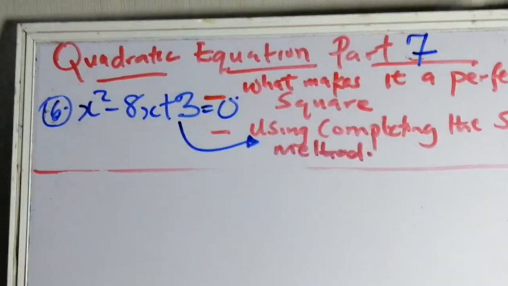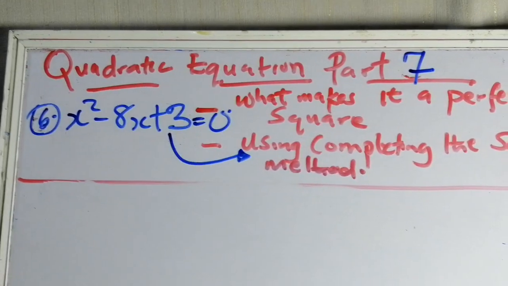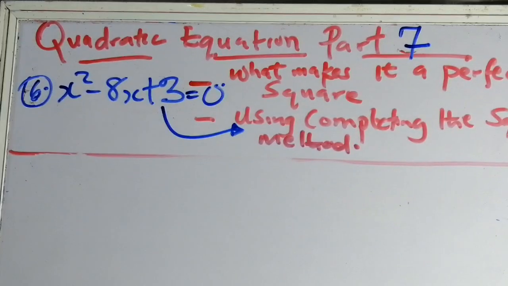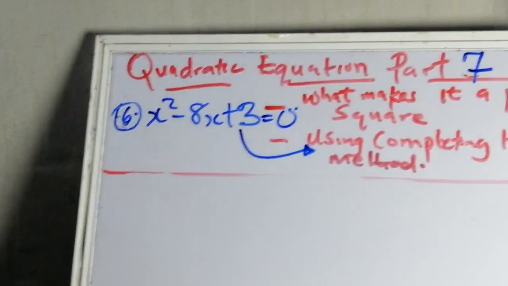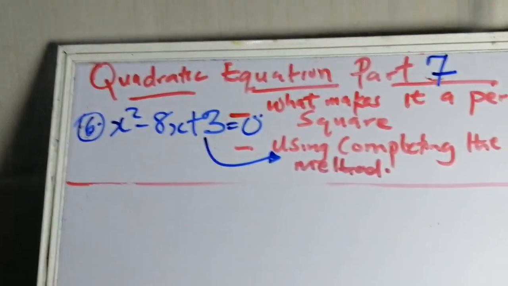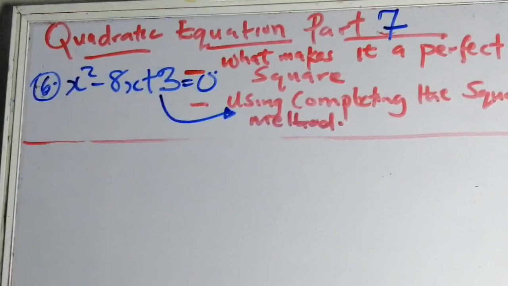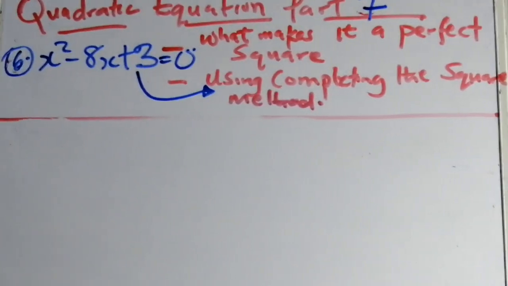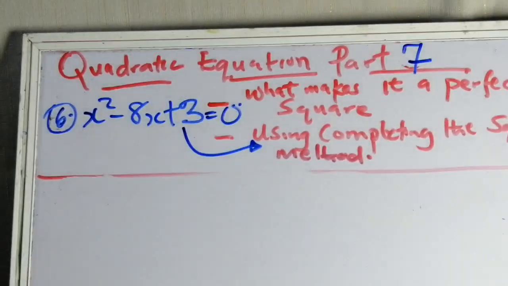Okay, guys, welcome again. So this is quadratic equation part 7. We are looking at another format using the completing the square method. This is exactly what I saw during my own sets, to solve a quadratic equation using completing the square. At that time you have to do a bit of checks and look at the steps and things like that.